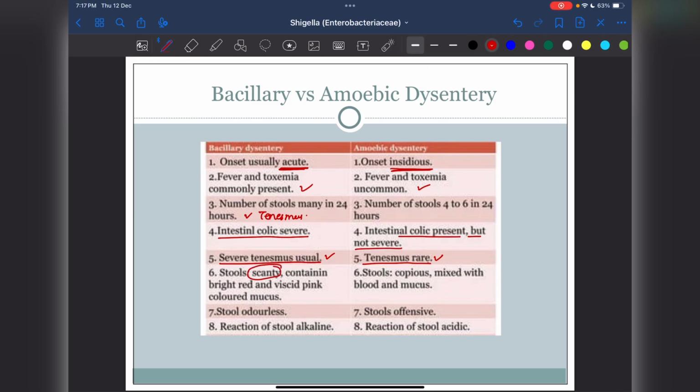There is scanty, bright red and viscid pink colored mucus, while in the other, stools are copious, they are not scanty, they are copious amounts. Stools are offensive in case of amoebic dysentery, while they are odorless. This is a very important point. Odorless stools in the case of bacillary dysentery. So this you should know by heart, as you have to write it in your university exams.